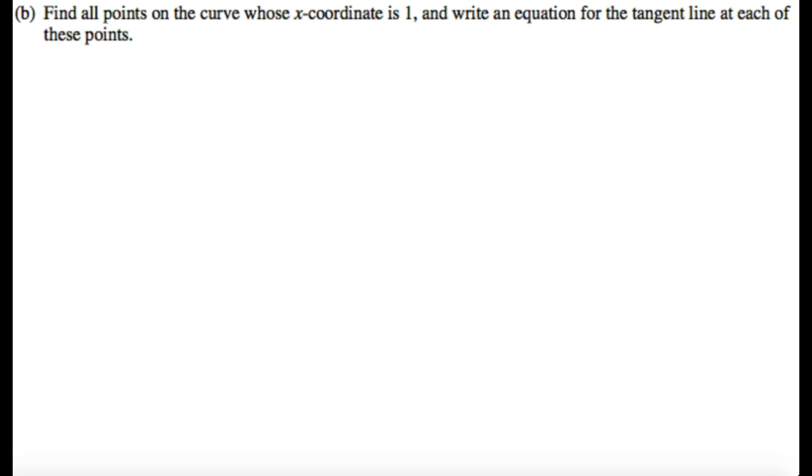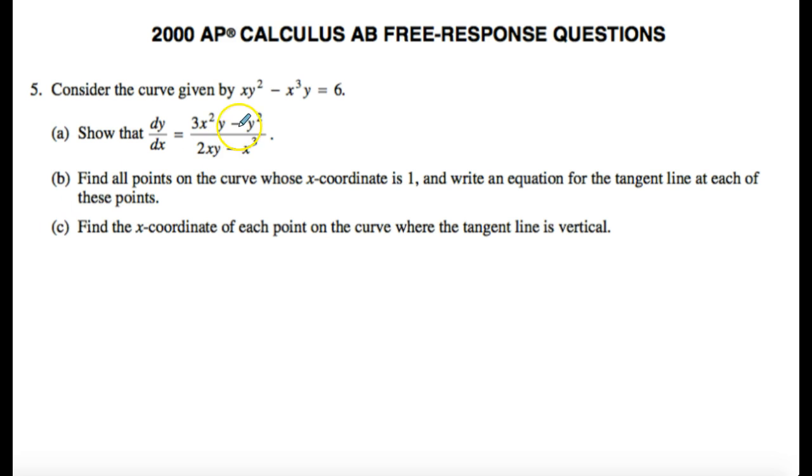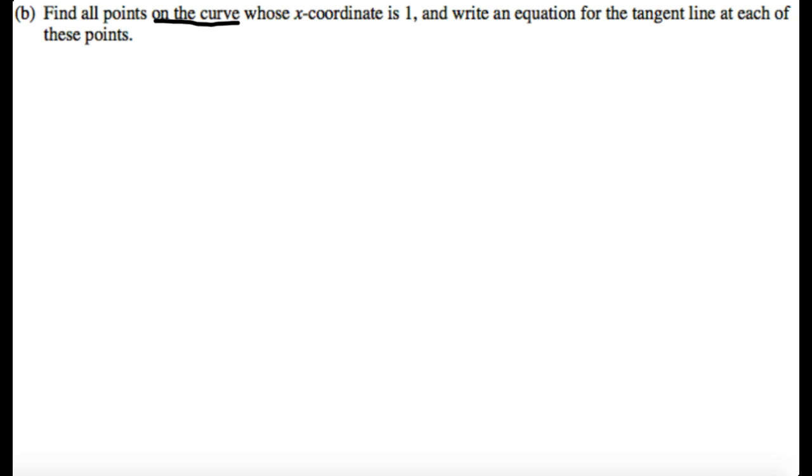There we go. Part B then was a little different than the part B on the last one. It says find all points on the curve whose x-coordinate is 1. If I'm talking about on the curve, I'm talking about the original equation. So what this first part is saying is plug 1 in for x into the original function and see what happens. So let's go back here. My original function was xy squared minus x cubed y equals 6.